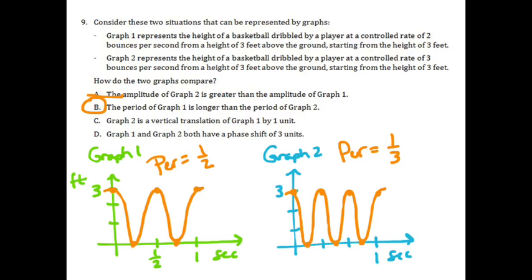Let's consider the other two. C, graph 2 is a vertical translation of graph 1 by 1 unit. Well, that's not true because they're both going up and down between 3 and the x-axis. There's no vertical translation. And then D, graph 1 and 2 both have a phase shift of 3 units. Phase shift meaning a horizontal shift of 3 units. And they don't, because they both start with a high point there on the y-axis. And so our answer is answer choice B.